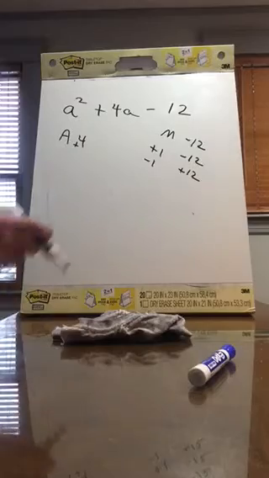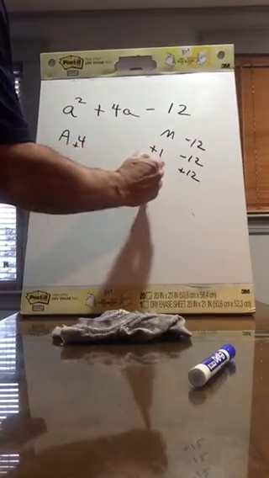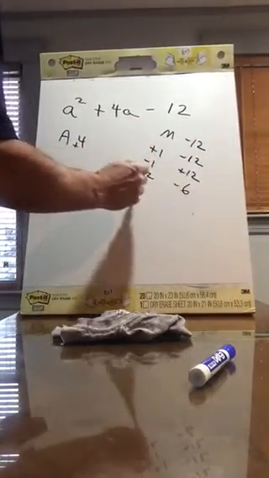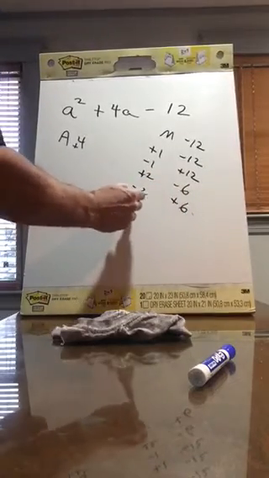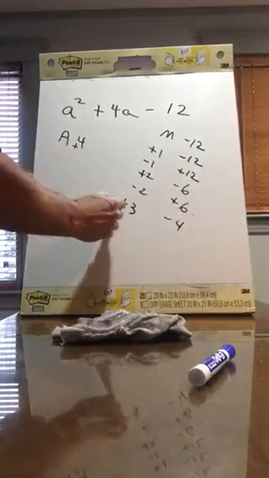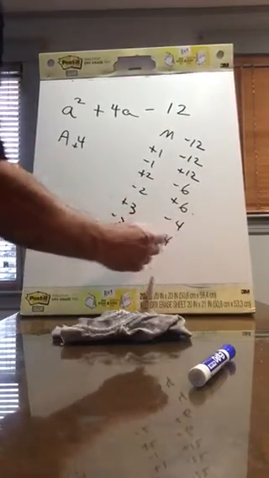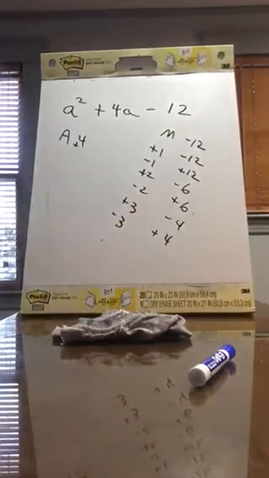Big difference. Then go to positive 2. Positive 2, negative 6. Negative 2, positive 6. Go to 3. Positive 3, negative 4. Negative 3, positive 4. Then 4 goes in, but it repeats. So we are done right there.